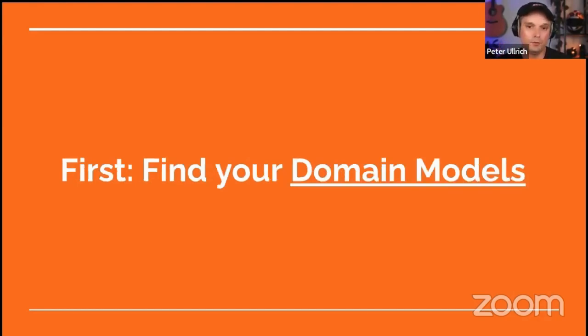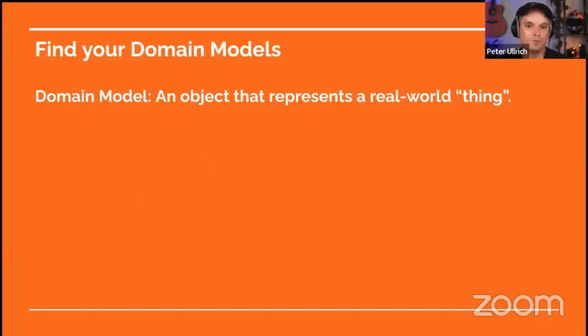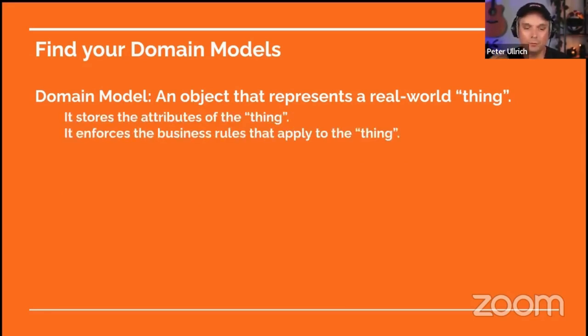And the first thing we need to do is to find our domain models. I mentioned shipment and delivery earlier. These are domain models. It's like a concept, right? So a domain model is an object that represents a real-world thing, and it stores the attributes of that thing. And it also enforces the business rules that apply to the thing.